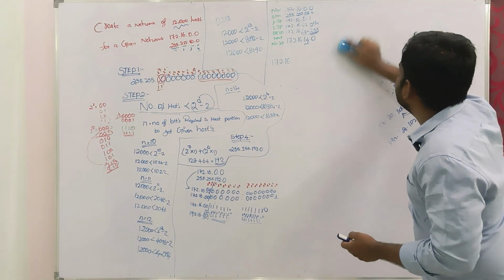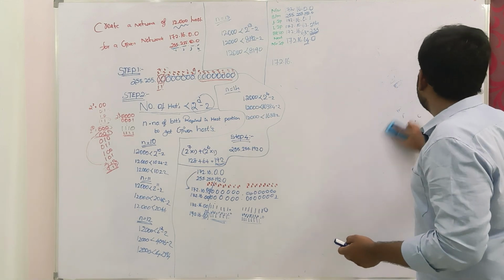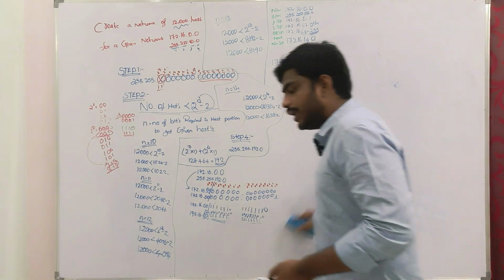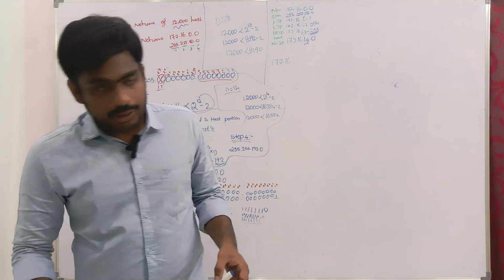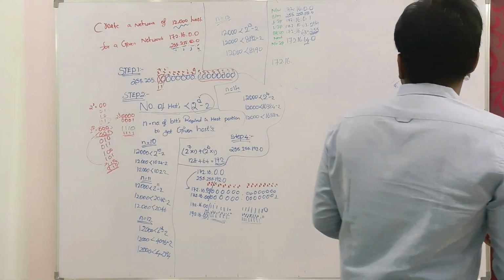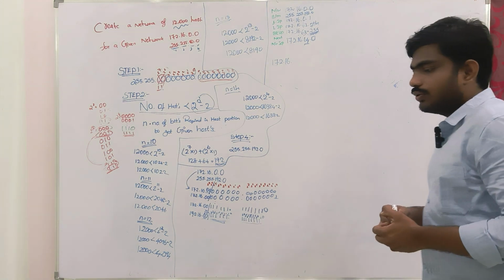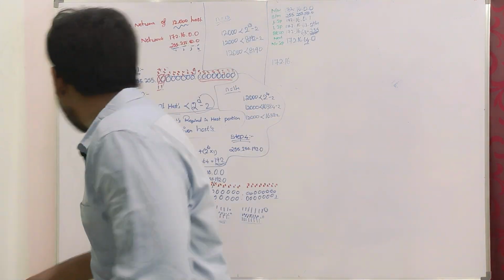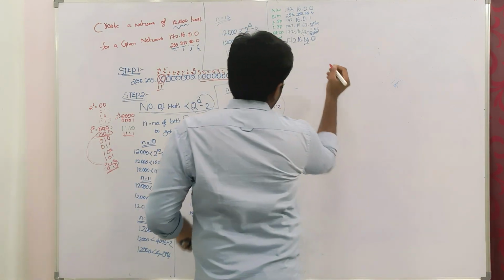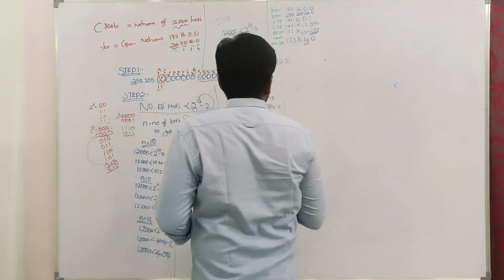So I erase it here. Again we start. We have the 14 bits of binary, and now our IP is 172.16.64.0. So you create a third octet and fourth octet. This is the third octet.